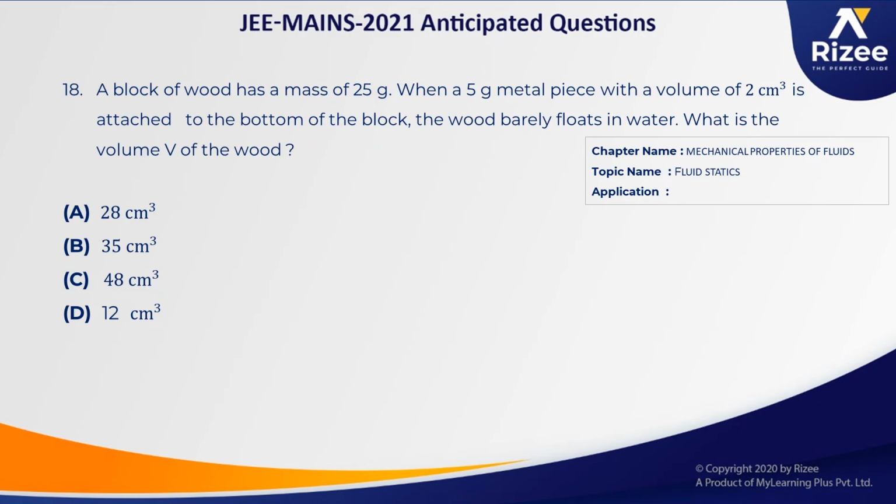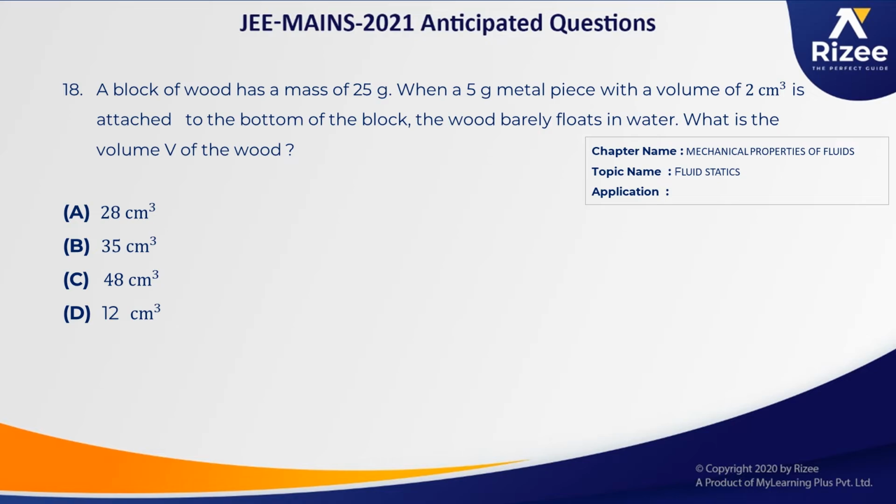Next, question number 18. A block of wood has a mass 25 grams. When 5 grams of metal piece with a volume of 2 centimeter cube is attached at the bottom of the block, the wood barely floats in the water. What is the volume V of the wood? It's fluid statics, that is the mechanical properties of the fluids.